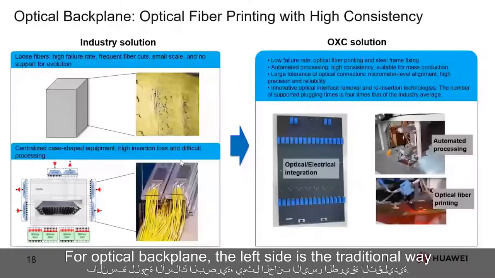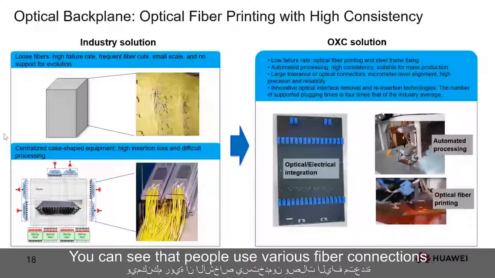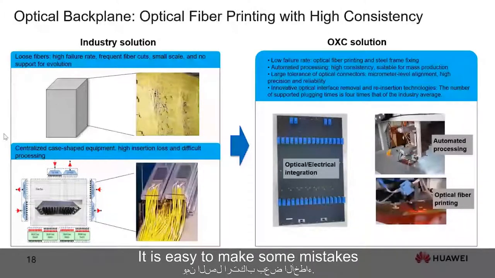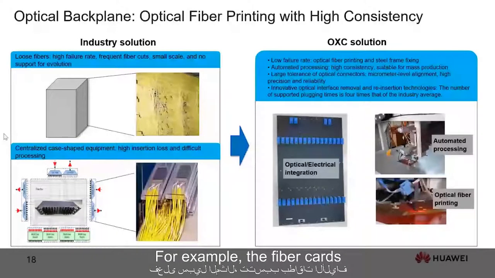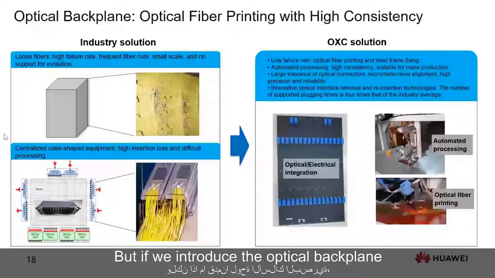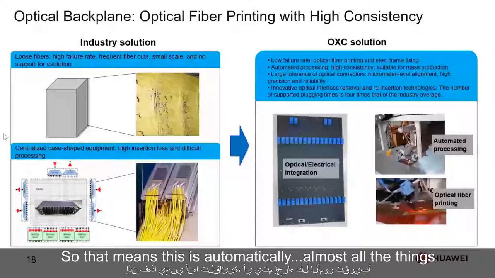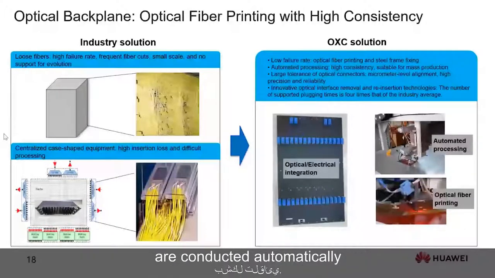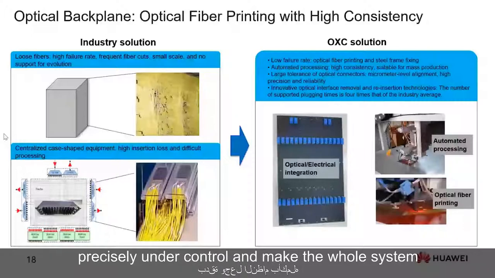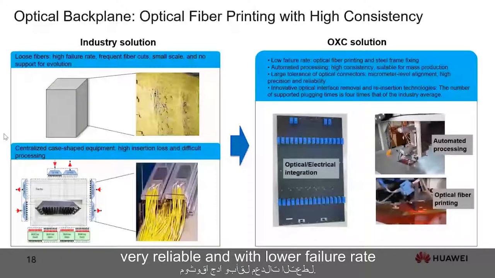So for the optical backplane, the left side is the traditional way. You will see that people use various fiber connections to connect different cards and different ports. Because this is manual, it is easy to make mistakes. For example, fiber cards or loose fibers make a high insertion loss, something like that. But if we introduce the optical backplane, all these things are gone. Almost everything is automatic, and we use high precision equipment to make all things precisely controlled, making the whole system very, very reliable with a lower failure rate.